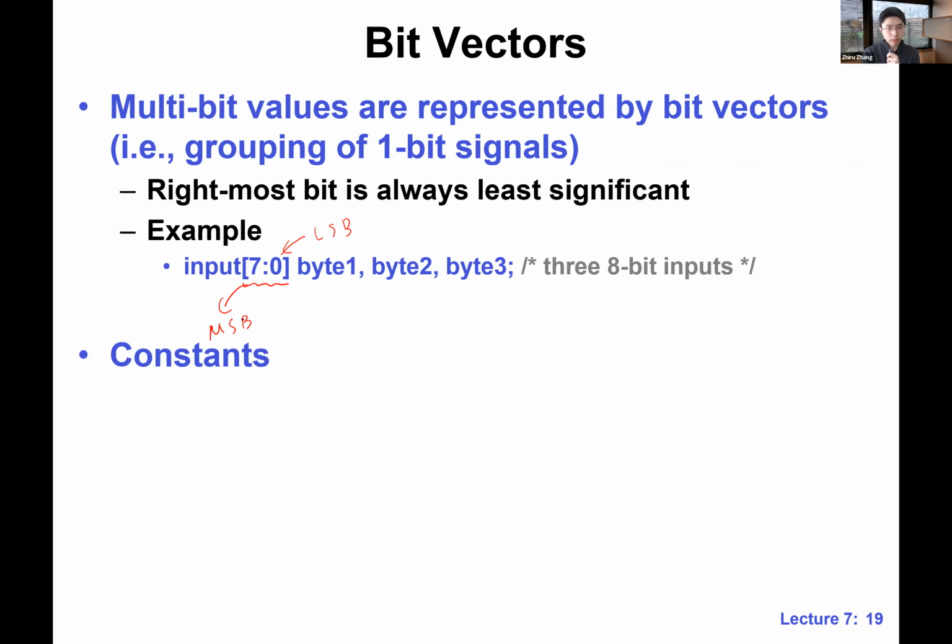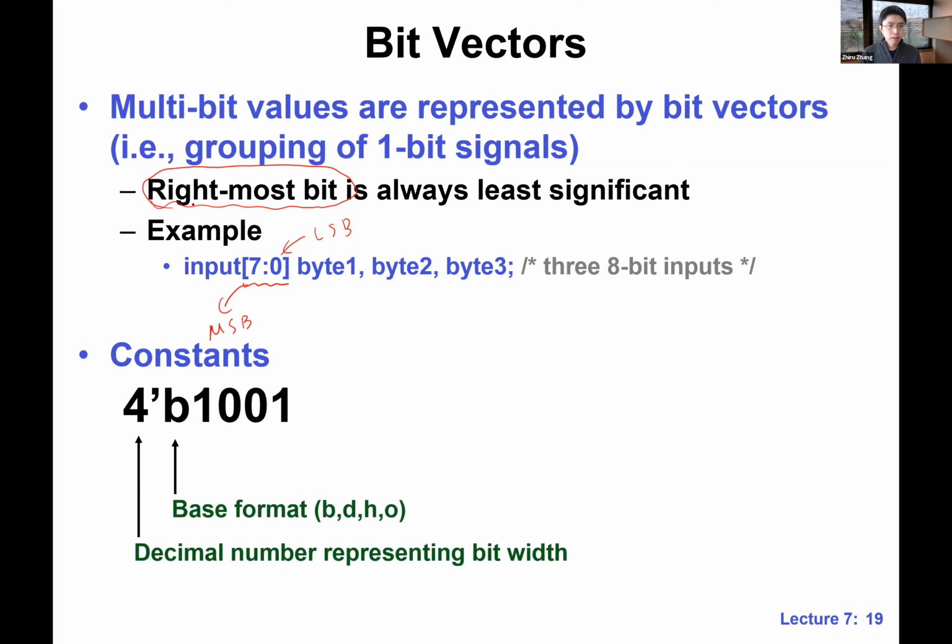And actually, for Verilog, the rightmost bit is always the LSB, the least significant bit. This is our convention in this class, it's our assumption. So this is a signal. We can specify a variable, and we can also specify a constant.